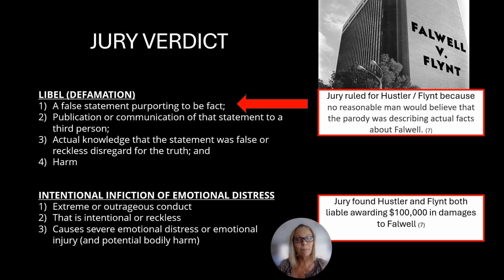What I did is I outlined those 2 cases and I put jury ruled for Hustler Flint because no reasonable man would believe that the parody was describing actual facts about Falwell. And the reason I put what the actual claim was is so I could show, hey, for libel and defamation, you need to have that. And then I put jury found Hustler and Flint both liable, awarding $100,000 in damages. Okay. So that's how I outlined it.